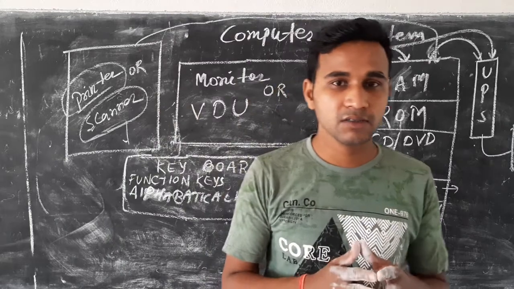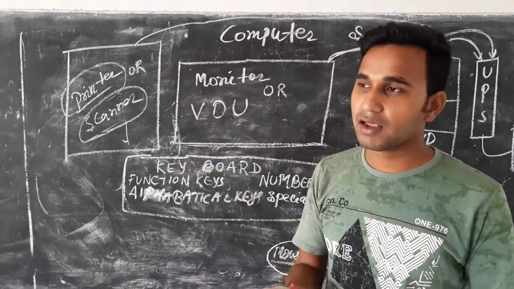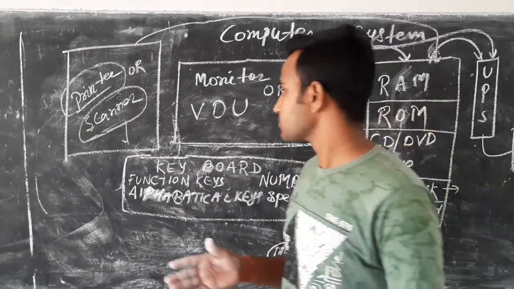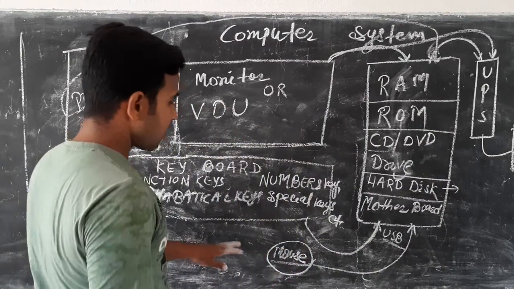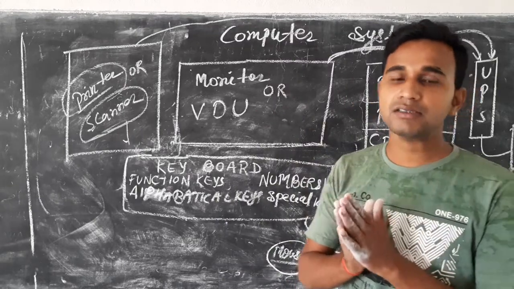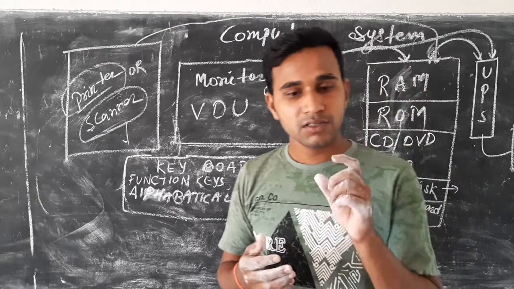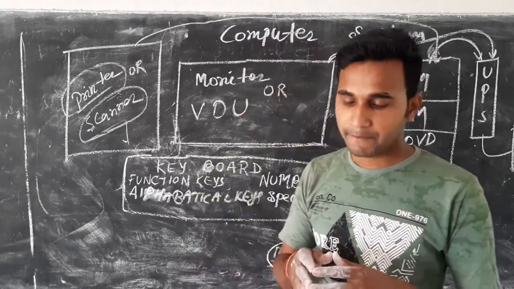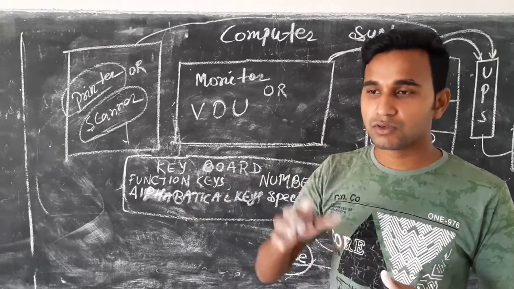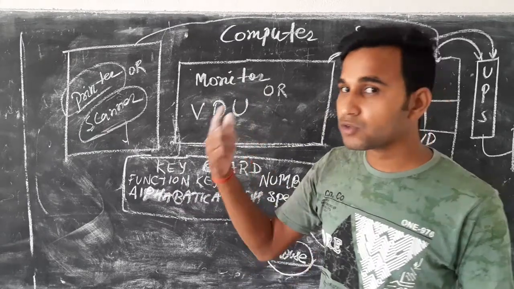Keyboard has 104 to 108 keys, and a small keyboard has 84 to 85 keys. Next thing, our mouse. Mouse is also an input device. Mouse has 3 buttons: left button, right button and scroll. Scroll means when we click on scroll, we can scroll our page from top to bottom, bottom to top.